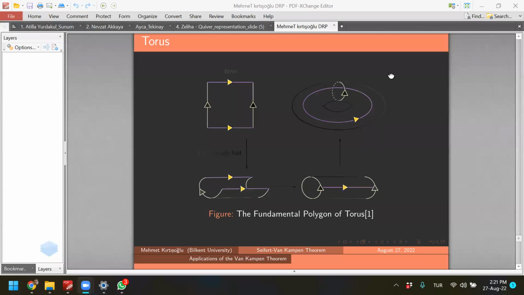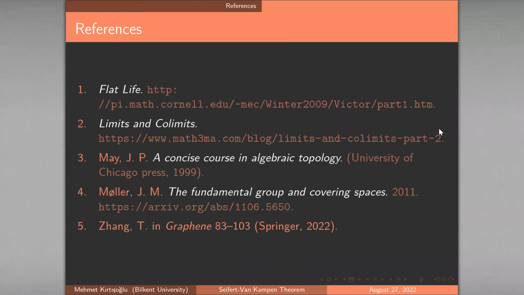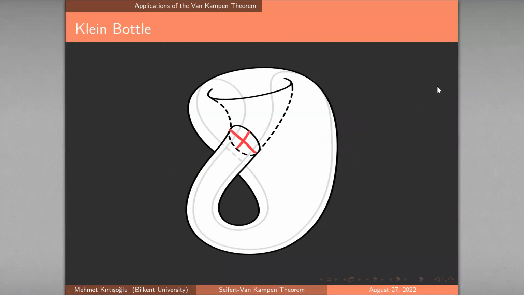Let us compute the fundamental group of the Klein bottle as well. First, you get a Mobius strip. Then you identify these lines as well in the same orientation. But note that, as in the torus, we are not going to have the perfect match on the orientations.